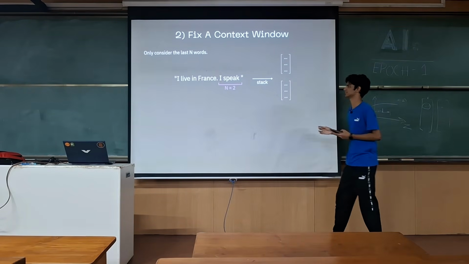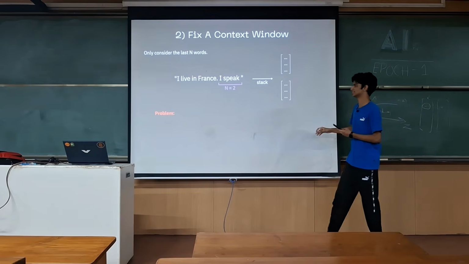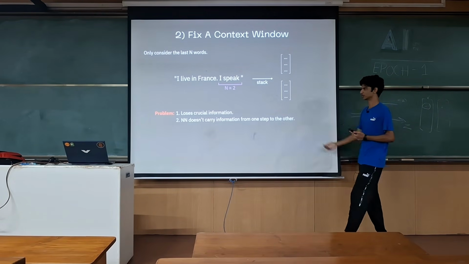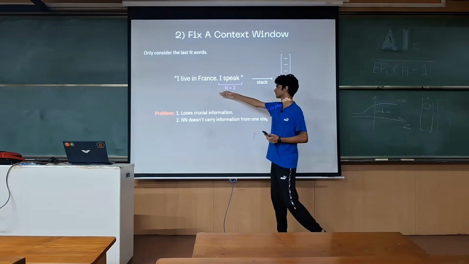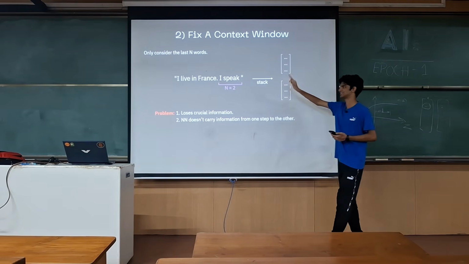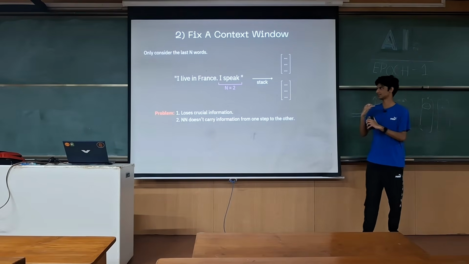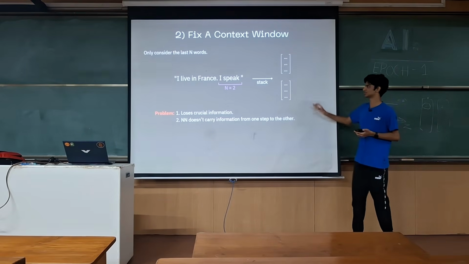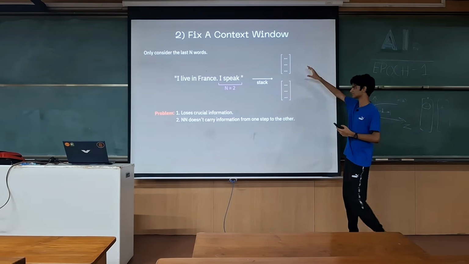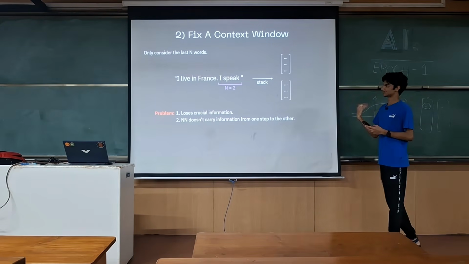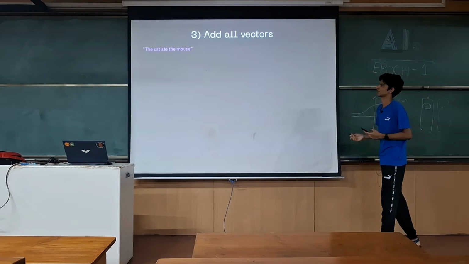So the issue with this method, if you fix the context window, is that there is no memory. The model loses information from the sentence. You could say, okay, maybe just take n equal to 3. But then that's only for this one particular sentence. You don't know where the core information is stored in a whole variety of sentences. So we can't fit a context window and stack like this. It does not work.